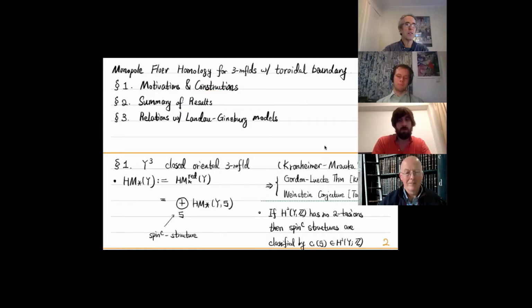This project is intended to give an alternative definition of the monopole Floer homology so that the 3+1 TQFT property will follow very easily. And in the second part, I will summarize all the formal properties of this construction that are available so far. And in the last part, I will focus on the analytic aspect and explain the relation of this construction with Landau-Ginzburg models.